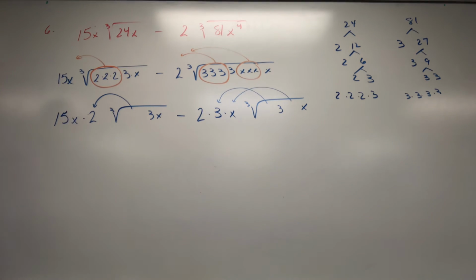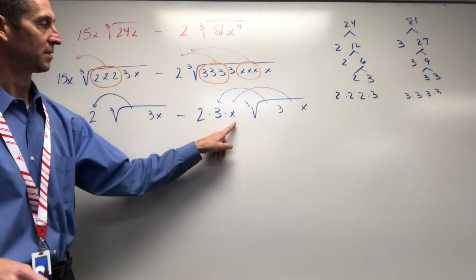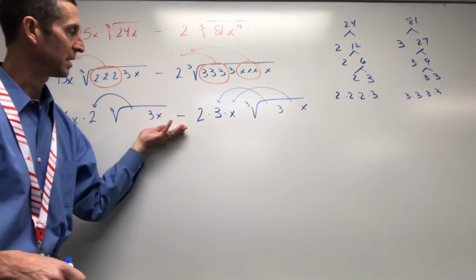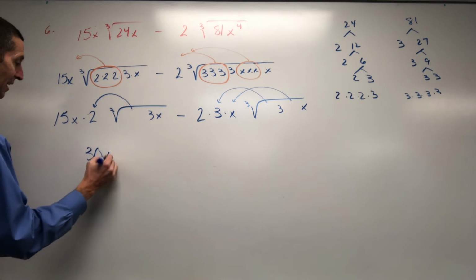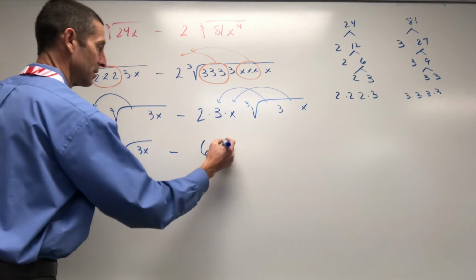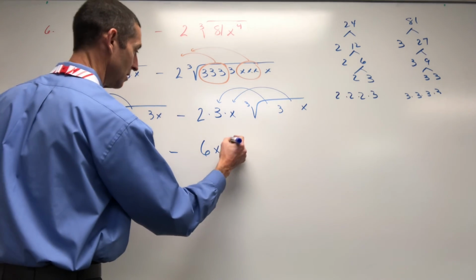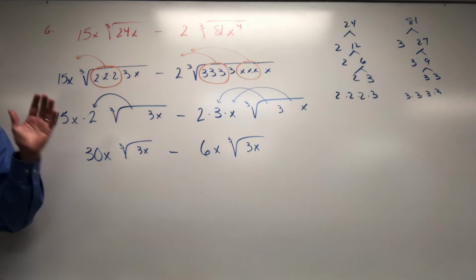So it looks like that. The 2's come out. The 3's come out. The x's come out. You got mess to clean up, 15 times 2, so that's 30x, cube root of 3x. This is 6x, cube root 3x. You're done. You've done all the work you can do.